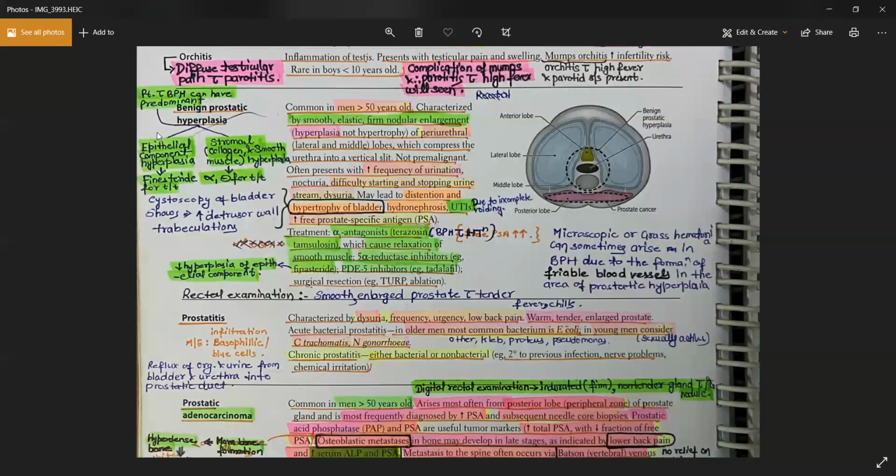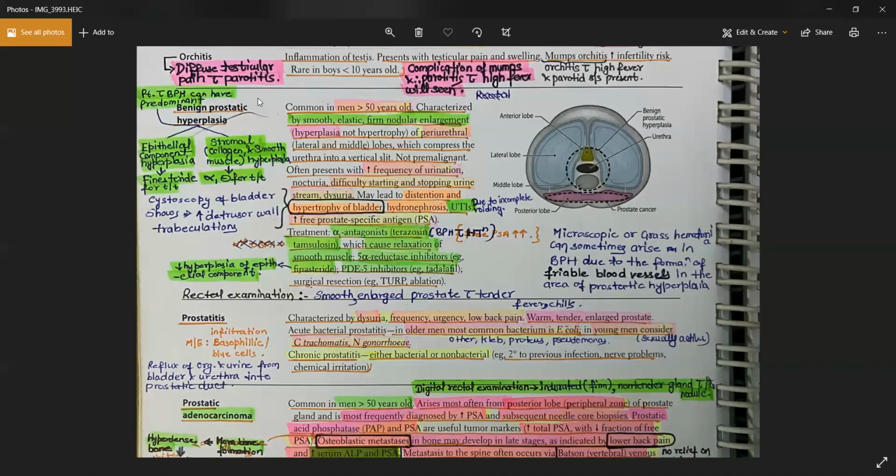Now you have the BPH, which is benign prostatic hyperplasia. See, it is hyperplasia, not hypertrophy. You might get confused with hypertrophy, but this is not a hypertrophy case, it's a hyperplasia case. In this case, we have hyperplasia of the parenchyma of the prostate gland. As a result, you will have an increase in the number of lobules and the number of glands.